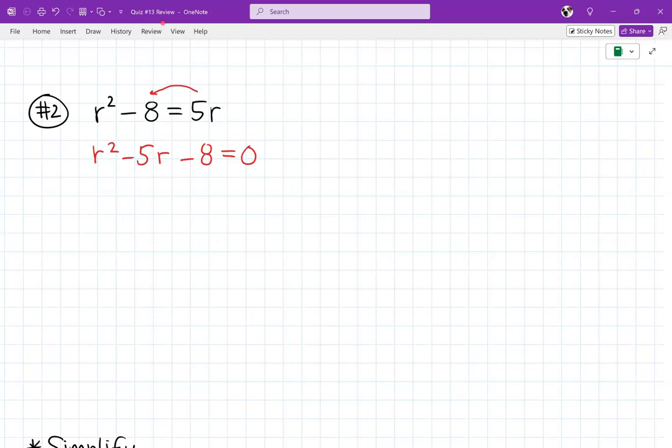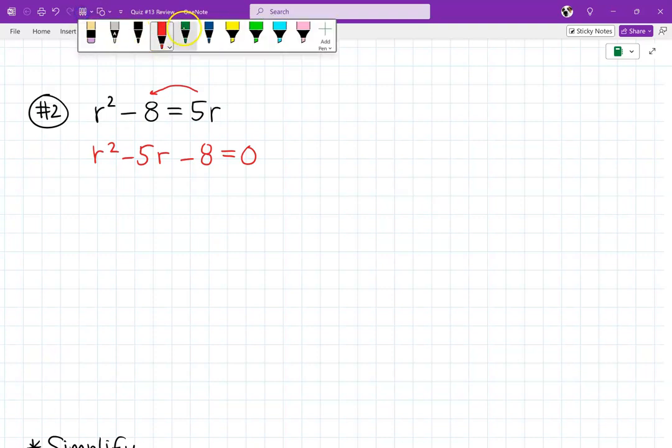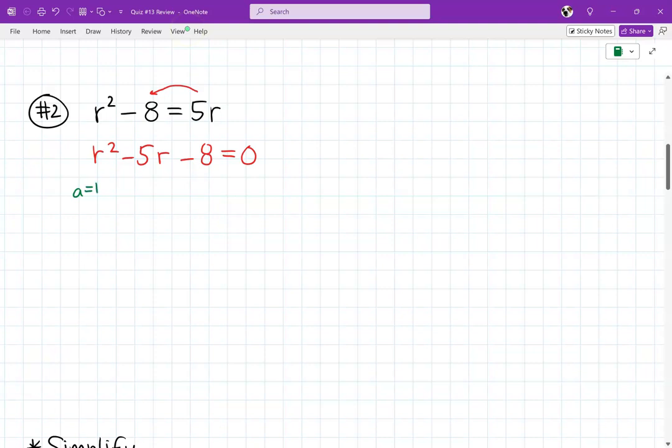Okay, and now I can write my ABCs and all that stuff. So A is 1, B is negative 5, and C is negative 8. Remember the r squared goes first, the r to the first, so in other words the 5r, that goes in the middle, and then the number is always at the end. Okay? And it should always say equal to 0.